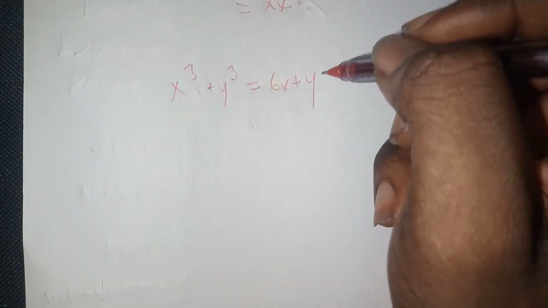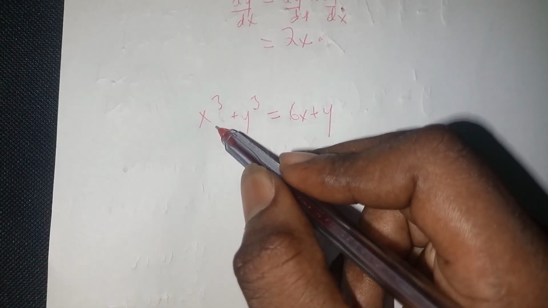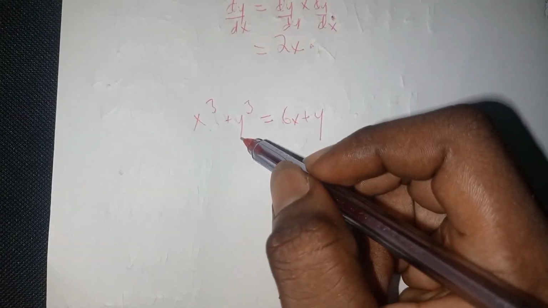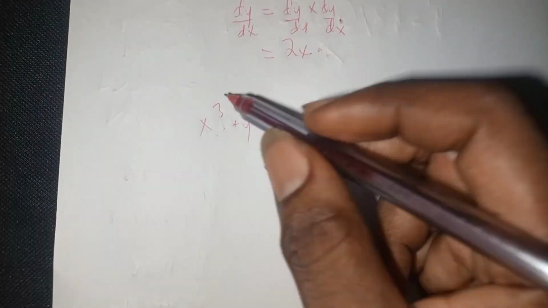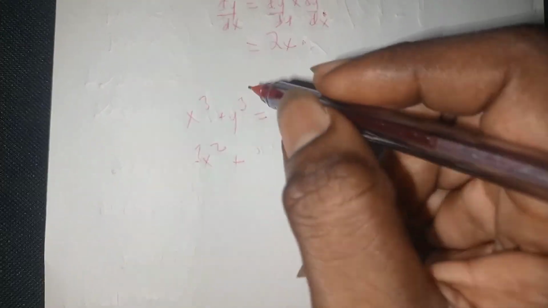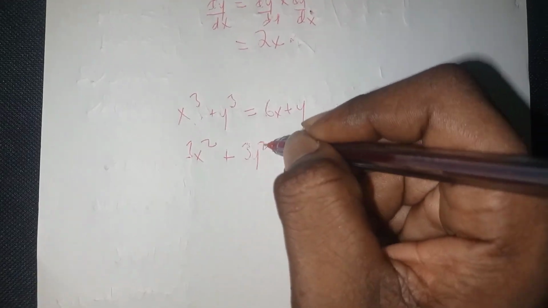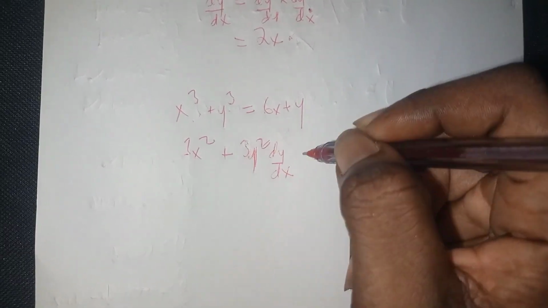Okay, so what if we are given x cubed plus y cubed is equal to 6x plus y? How are you going to do that? So notice that this equation has both x and y terms. So we are going to apply the implicit differentiation way. So first we differentiate x cubed, that's going to be 3x squared. We differentiate this one, that's 3y squared. And because it is y, we are going to attach dy dx.